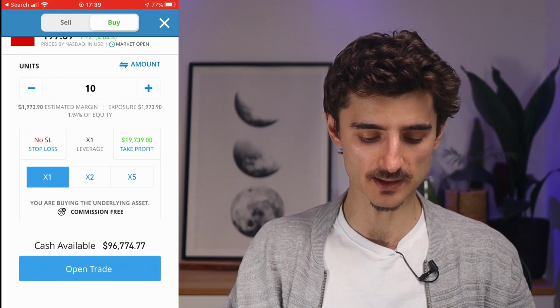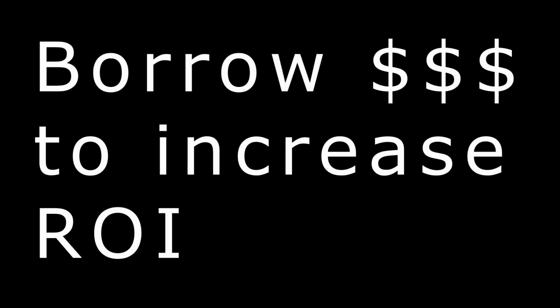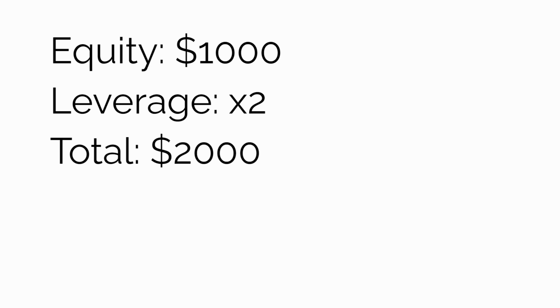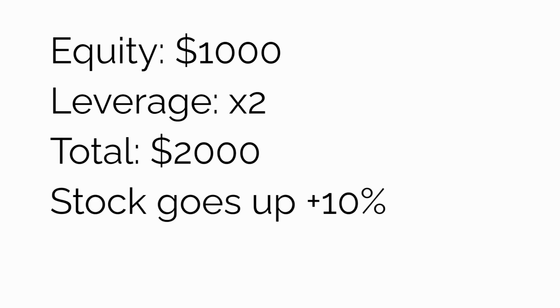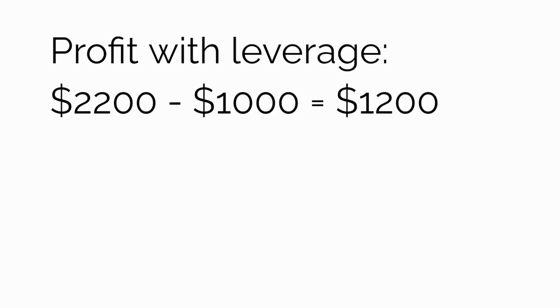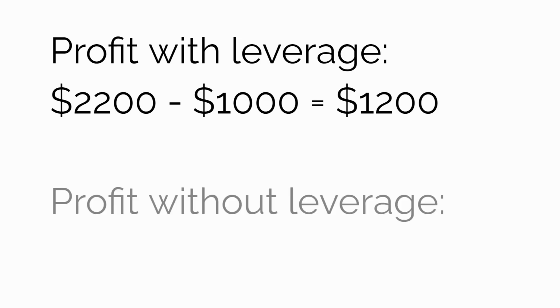And then a bit lower, you see leverage. You could leverage this asset or this position. So what is leverage? In summary, you're basically borrowing money to increase the potential return of an investment. For example, let's say you have $1,000 and you leverage by a factor of 2. That means you have $2,000 to invest. So if the stock goes up by 10% and you close the trade, you will make $200 in profit. Then you pay back the loan of $1,000 and you're left with $1,200. Ka-ching!